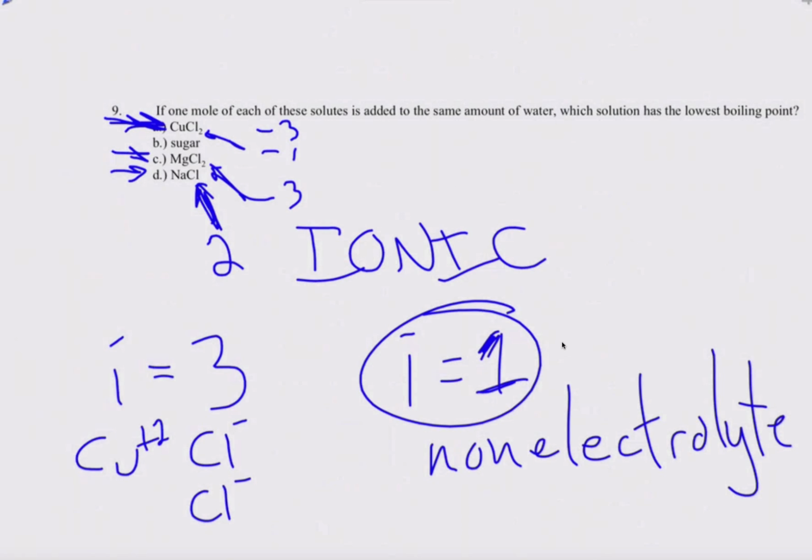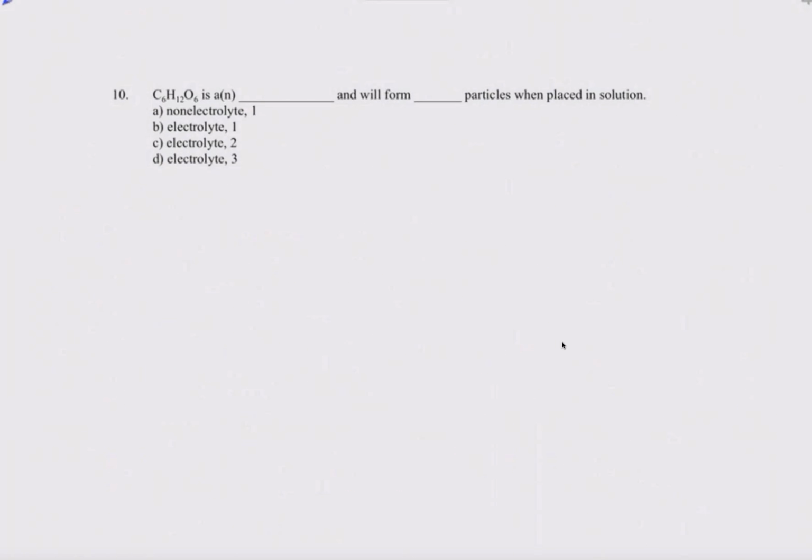So what we're looking for here is the lowest boiling point, or the least effect. The least effect is the one with the smallest i value, which is the sugar, so B. C6H12O6 glucose is a non-electrolyte and will form one particle. Anything with carbon is a non-electrolyte, which means it only forms one particle in solution. So again, sugars, any other organic compounds, if it says organic, if it says a sugar, if it has carbon in the formula, or if it says non-electrolyte, that means it has one particle per mole, or one particle per molecule.